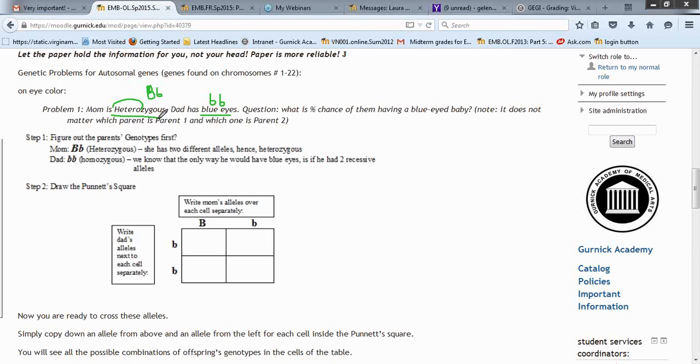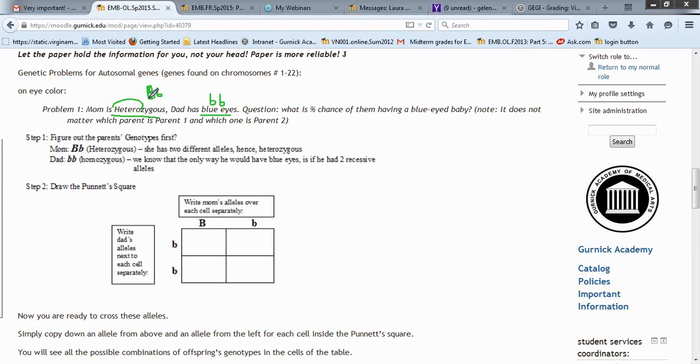Step 1 is you establish the genotypes of the parents. And always write it down. Have a piece of paper in front of you. Don't let your head hold the information. Let the paper hold the information for you. It's so much easier. When it's in front of you, you can see it very clearly.